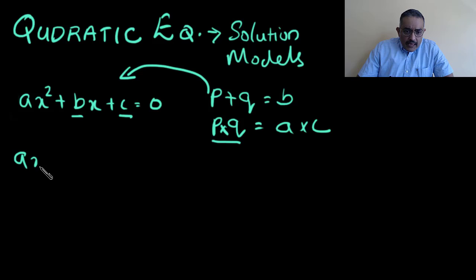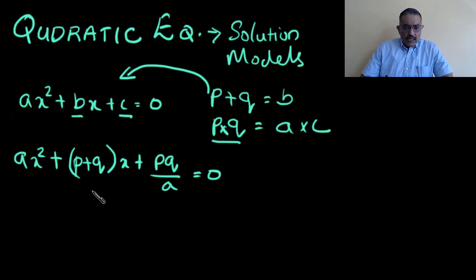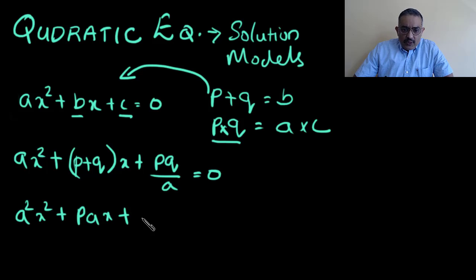So it will become ax squared plus, instead of b we get p plus q times x, plus the c is p times q by a, so we will get pq by a equal to 0. Now let's multiply a on both sides of this equation. So we will multiply this term and this term with a, and we can do it easily in our head. So this is a squared x squared plus p ax plus q ax plus pq equal to 0.